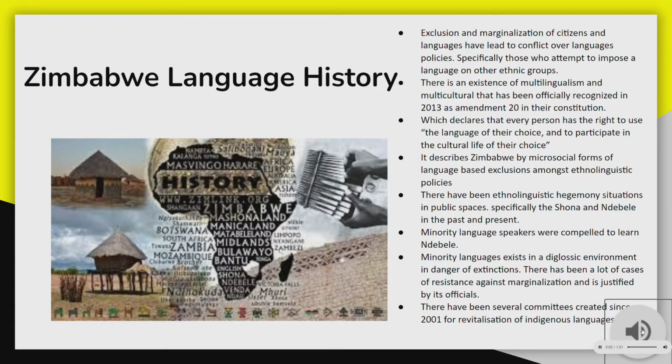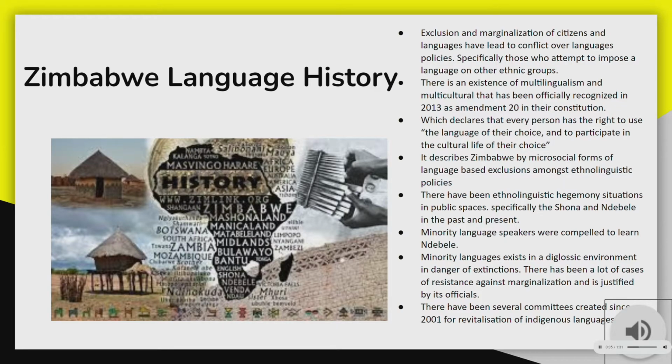Zimbabwe language history. Exclusion and marginalization of citizens and languages have led to conflict over language policies, specifically those which attempt to impose a language on other ethnic groups. The existence of multilingualism and multiculturalism was officially recognized in 2013 in Amendment 20 of their constitution, which declares that every person has the right to use the language of their choice and to participate in the cultural life of their choice.